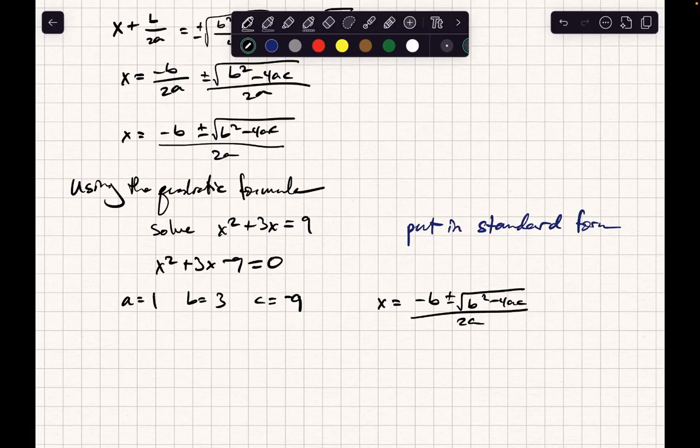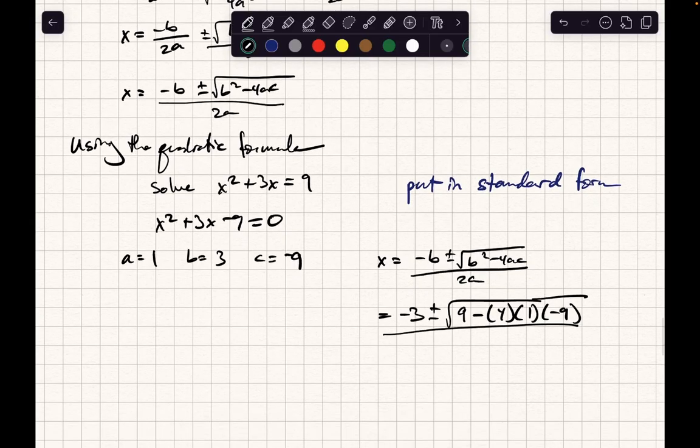So wait, I have a question. A is 1, okay. What's negative b? That's -3. -3 plus or minus. What's b squared? 9. What's minus 4ac? That's minus 12, that's plus 36. Or am I going insane? What's 4 times a is 1 times c is minus 9? -9 times 4 is -36, but negative is plus 36. What's 2a? 2a is 2.